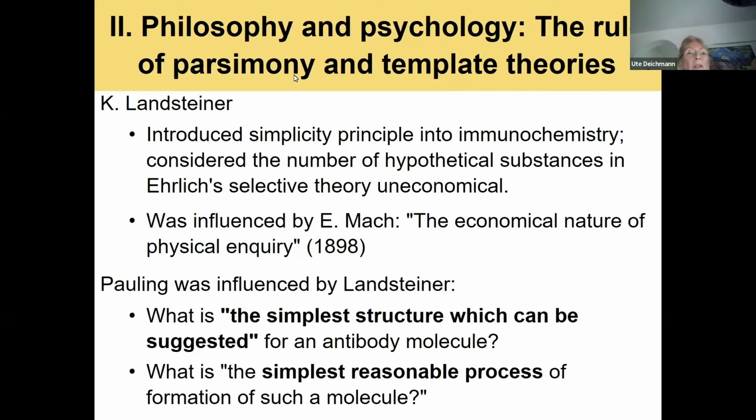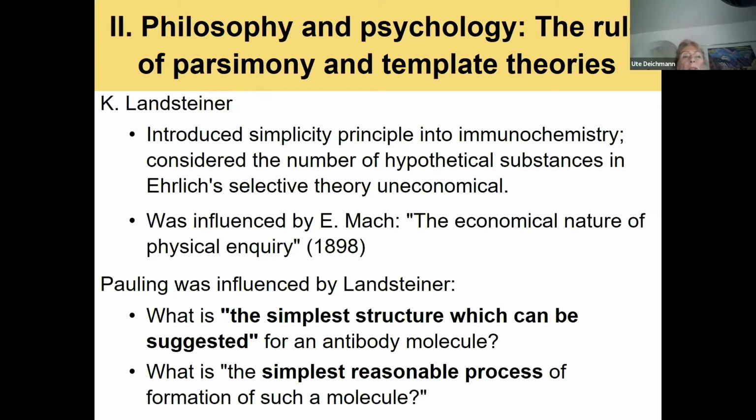So I come to my second point, philosophy and psychology, the role of parsimony and template theories. Karl Landsteiner was an eminent immunologist, or immunochemist, and he also brought Pauling into immunology. And it was he who introduced the simplicity principle into this field, because he considered the number of hypothetical substances in Ehrlich's selective theory uneconomical. Landsteiner was influenced by physicist-philosopher Ernst Mach. Both of them came originally from Vienna.